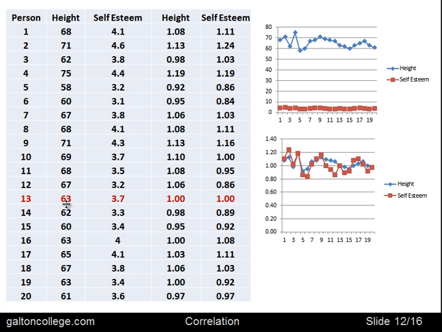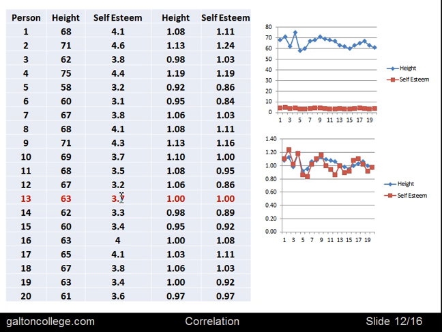So 63 divided by 63 is 1. 67 divided by 63 is 1.06, sorry, 1.06. 68 divided by 63 is 1.08. So what we've got here is the same set of numbers, except we've just indexed it all by one of them here. It's by 63, let's say. So that's our new refined set of numbers, our index numbers.